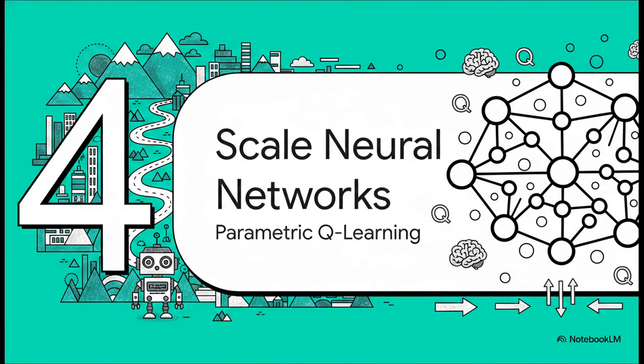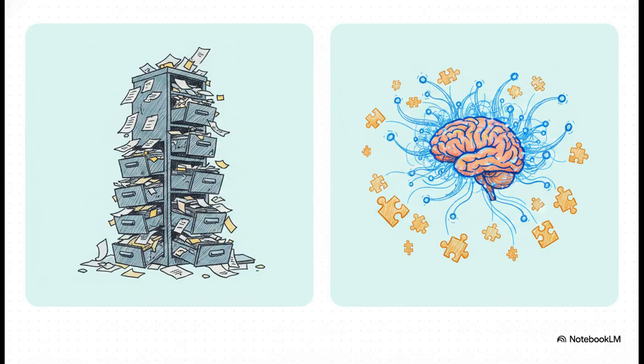To conquer massive environments, our robot needs a serious upgrade from a simple spreadsheet to a deep neural network. We have to transition from tabular Q-learning to parametric Q-learning. By plugging a neural network into the equation, we no longer need to memorize every single possible state. Parametric Q-learning lets our AI look at a completely new, unseen state and mathematically guess its value based on its semantic similarity to past experiences. It's a total game changer because it allows for generalization.